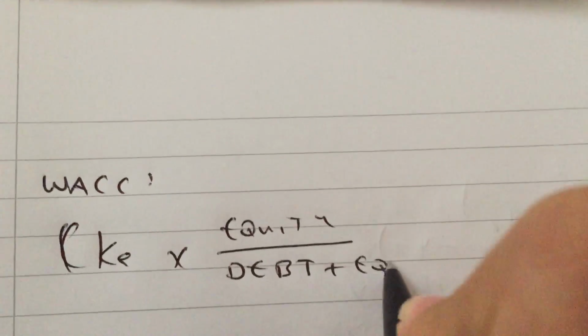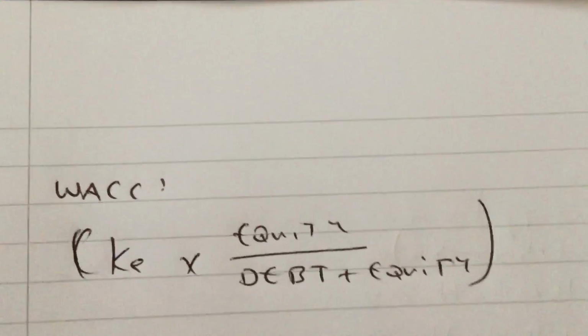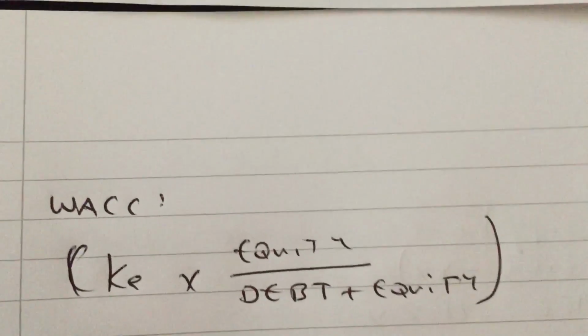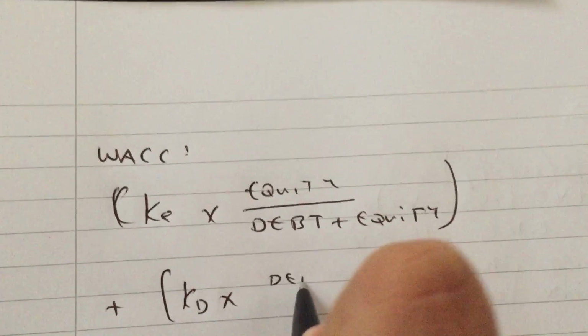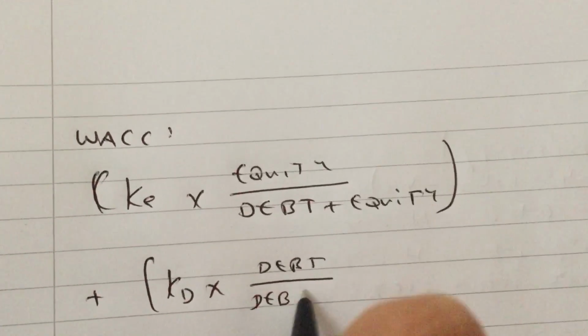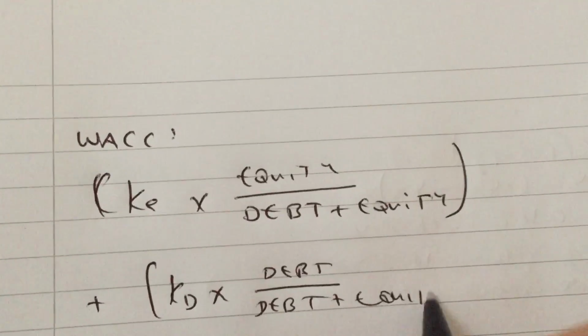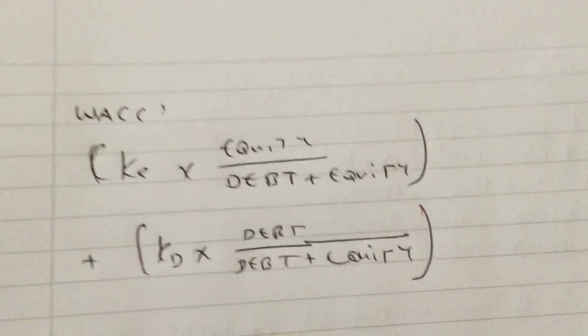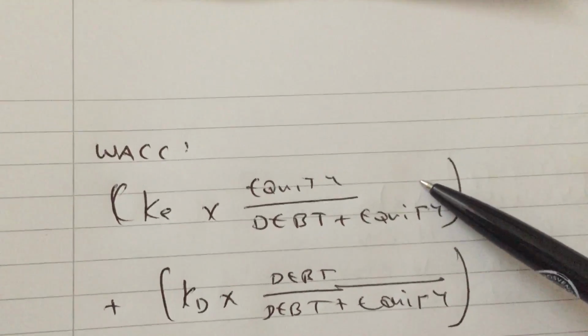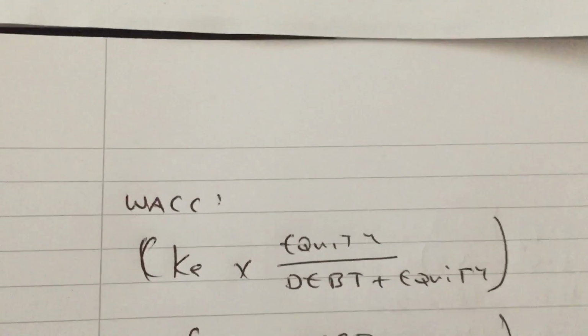Okay, so weighted average cost of capital. Same idea: cost of equity multiplied by equity over debt plus equity, plus cost of debt multiplied by debt over debt plus equity. Same idea, but this time we only have two terms. Before we had three, this time it's only two.